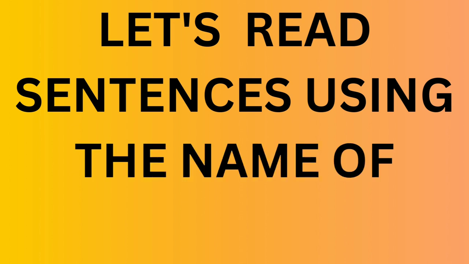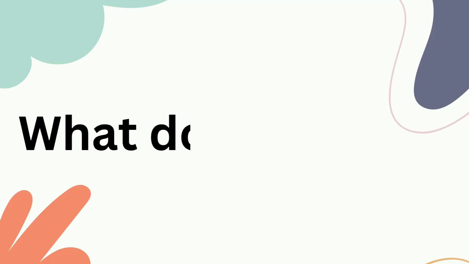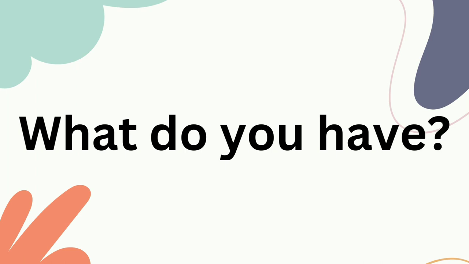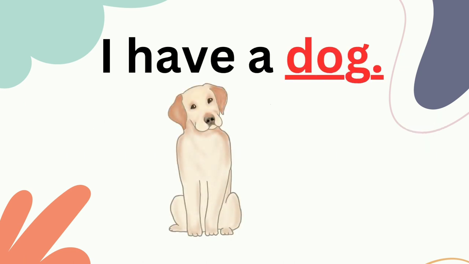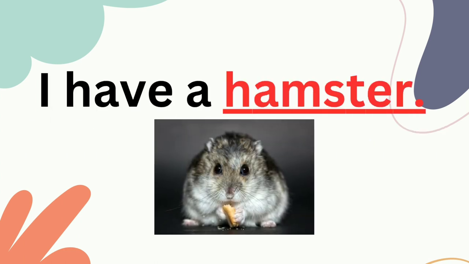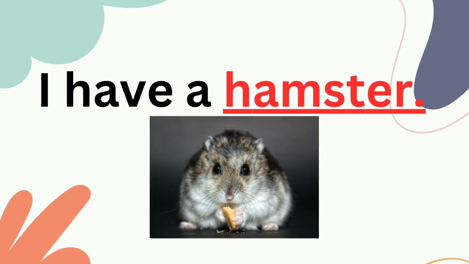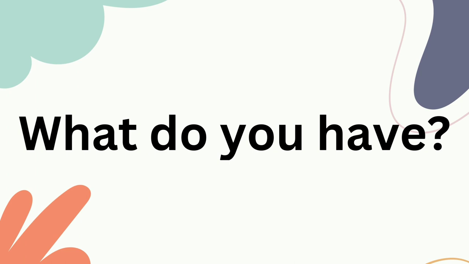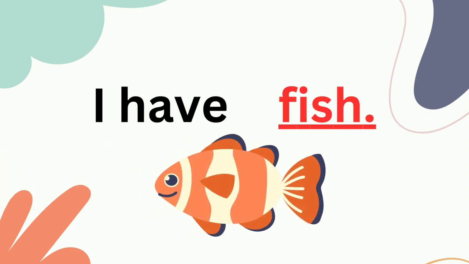Let's read sentences using the name of animals. What do you have? I have a dog. What do you have? I have a hamster. What do you have? I have a fish.